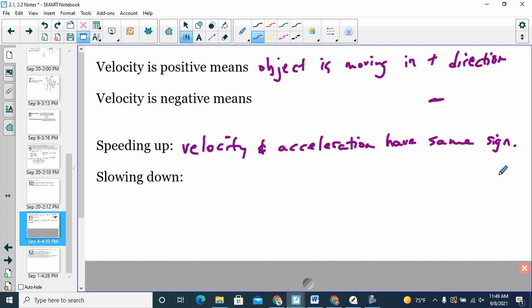So it's moving to the right, and then it's accelerating to the right. Positive velocity, positive acceleration, it's going to be speeding up. Or if it's moving left, if it's moving in the negative direction and accelerating in the negative direction, it would also be speeding up. And here, velocity and acceleration have opposite signs. One is positive and one is negative.